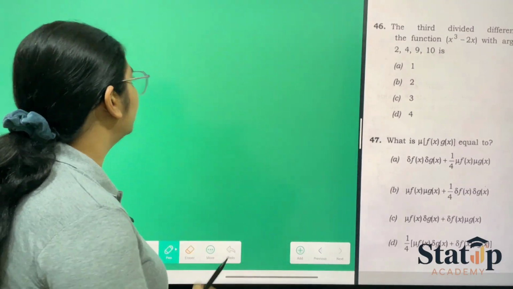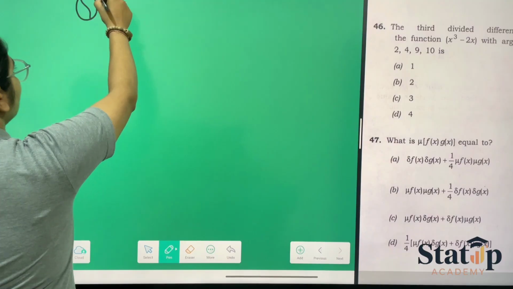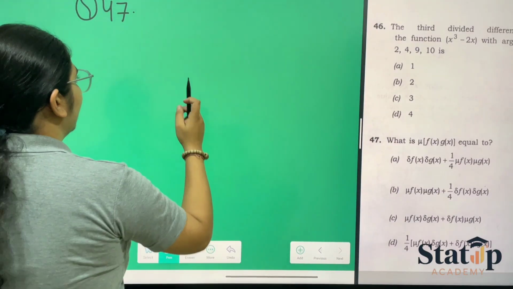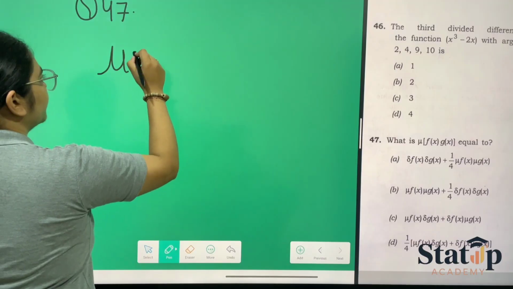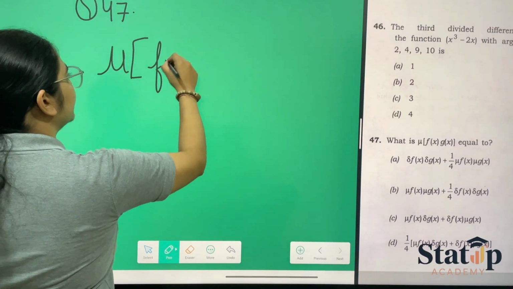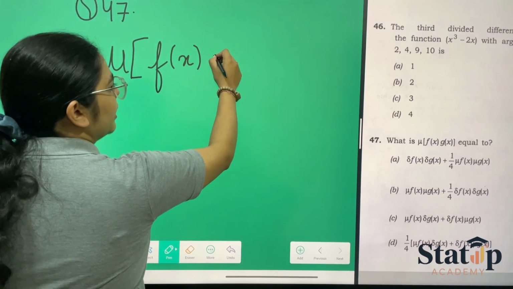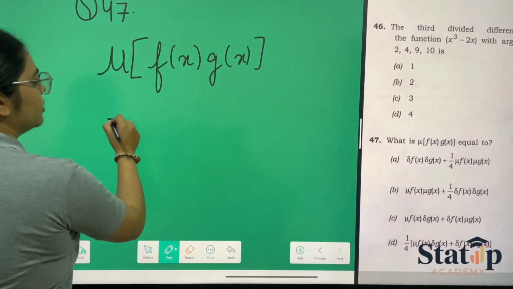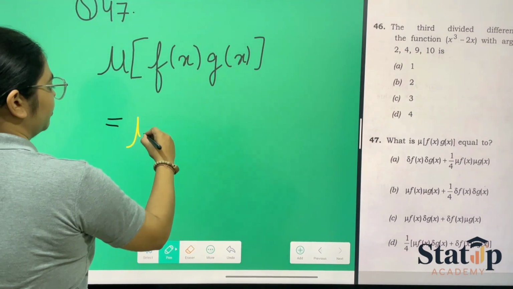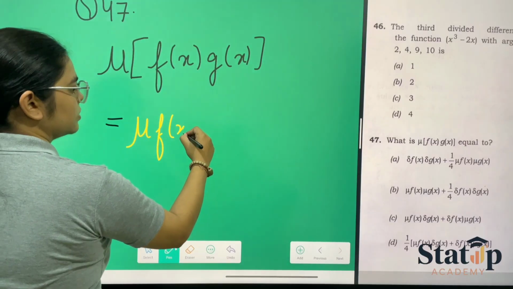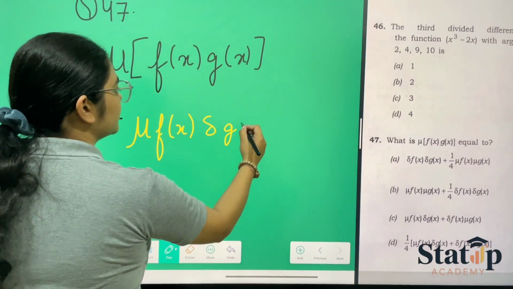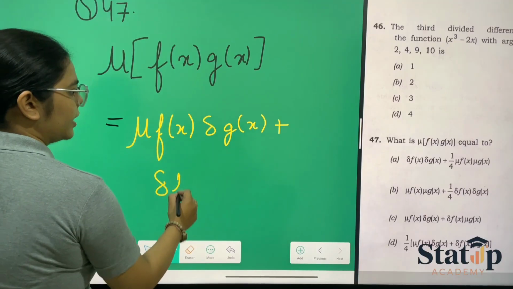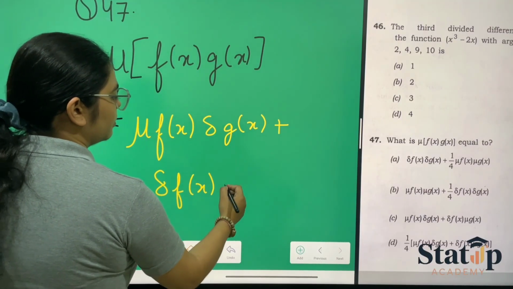Now moving forward with question number 47. Question number 47 is again your PYQ, and this is a direct implementation of a theorem that we have done many number of times. Mu of f(x) g(x) is nothing but equal to mu f(x) delta g(x) plus delta f(x) mu g(x).